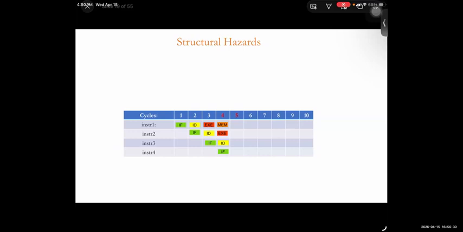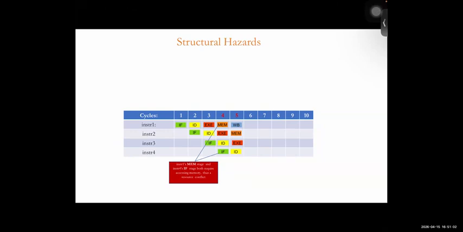Let's continue. In the fifth cycle, instruction 1 moves into the write back stage, the second instruction moves into the memory access stage, and the third instruction moves into the execution stage. The fourth instruction moves into the instruction decode stage. So at this stage, are there any structural problems? The hardware problems are there.